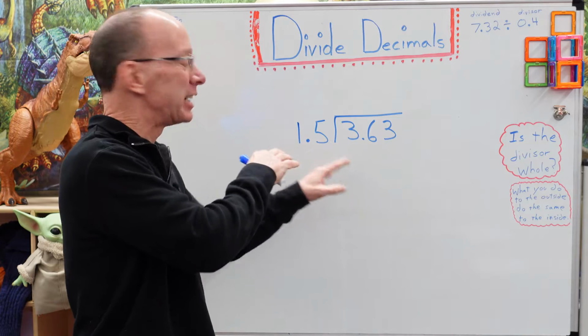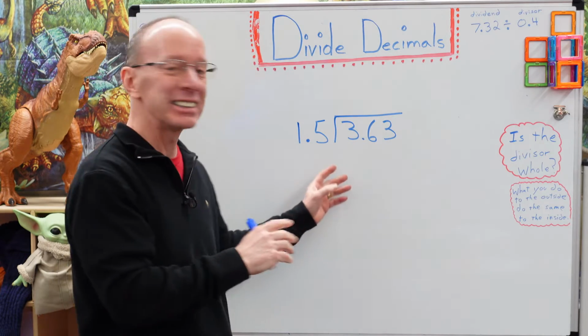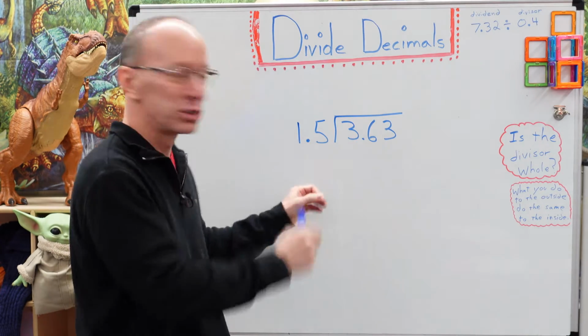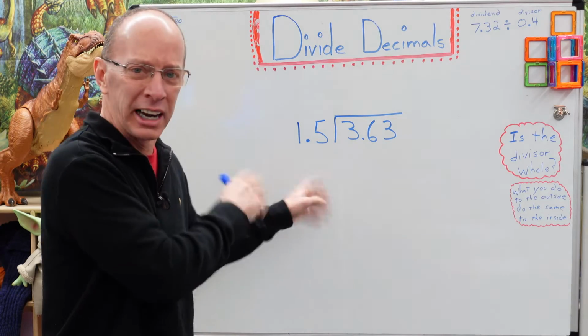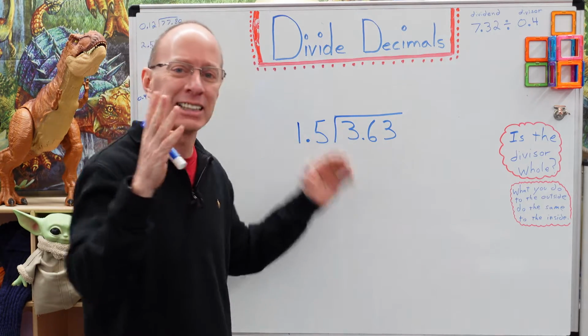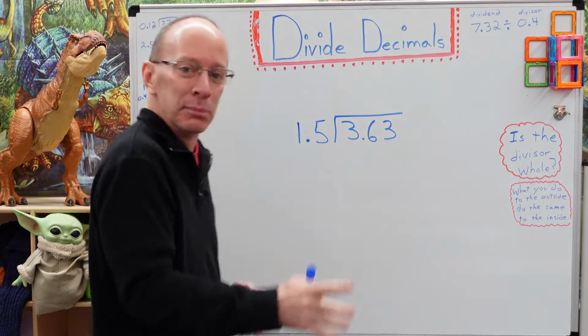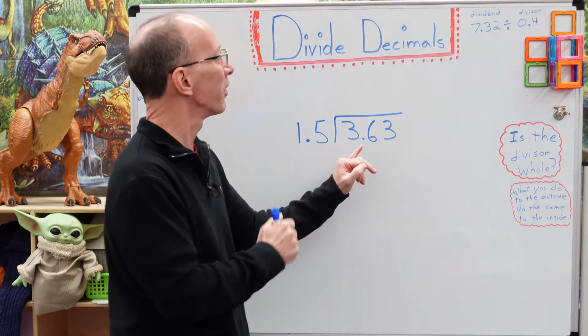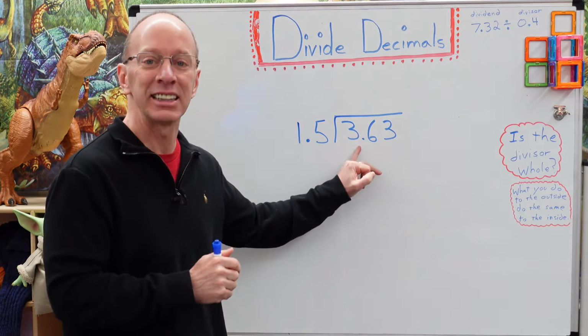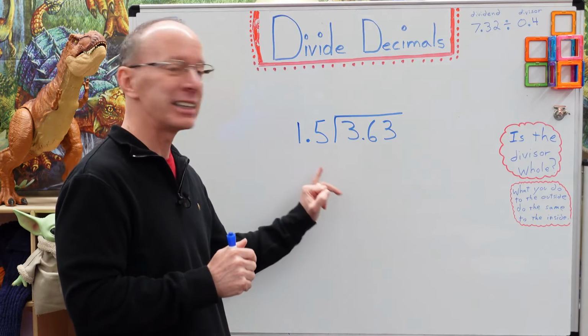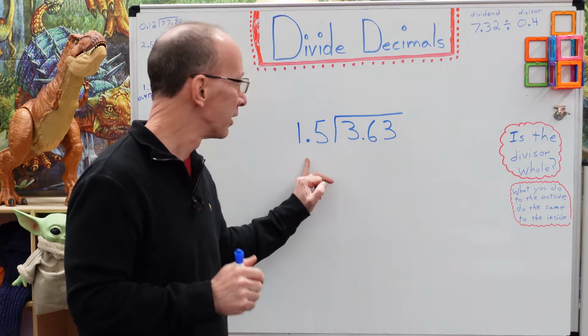This is a division problem and it has decimals in it. Don't let that get too scary or anything, because we're going to take it step by step, easy, cheesy, lemon squeezy. First of all, this is the dividend, okay? And this is the divisor, all right?